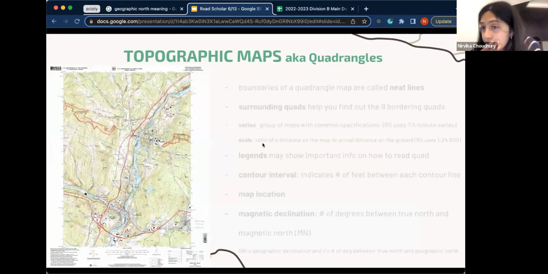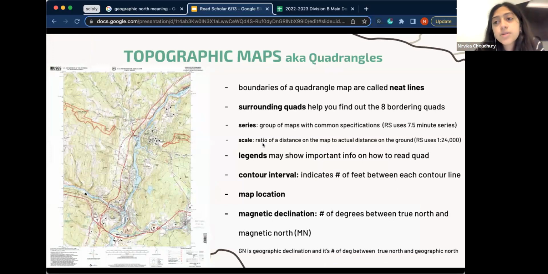These are the things you need to know about topographic maps. Just terminology, nothing you have to calculate for now. The boundaries of a quadrangle map, or the topographic map you see here, are called neat lines, and this arrow is pointing to the boundaries of it. Surrounding quads will help you find the 8 bordering quads. This right here is just one quad, which is why it's called a quadrangle, and you want to see the bordering quads around this quad. Surrounding quads would help you do that. They are located at the bottom, right there in the red circle.